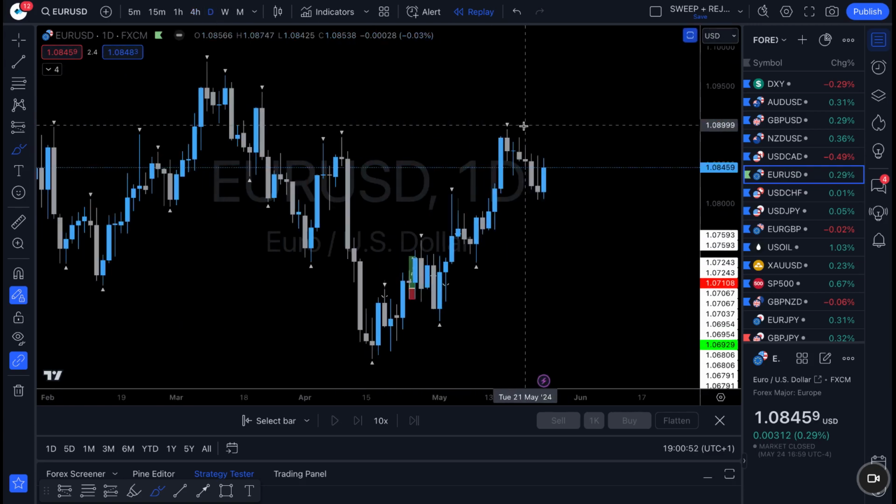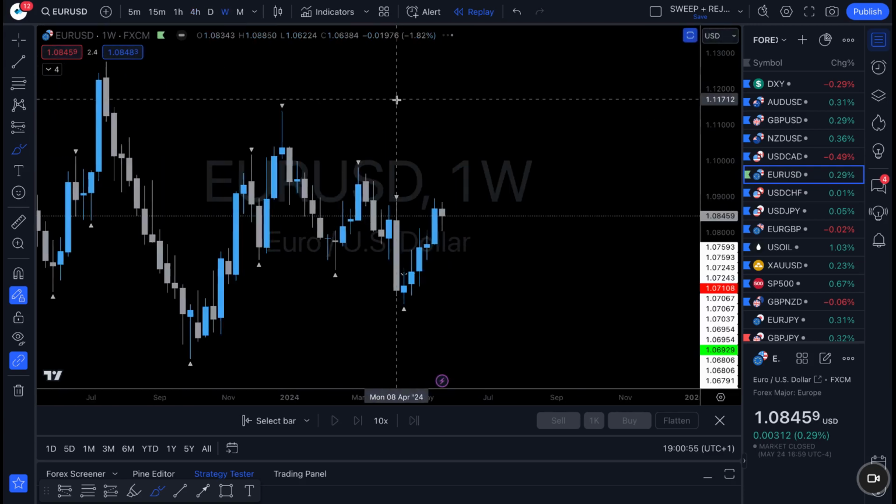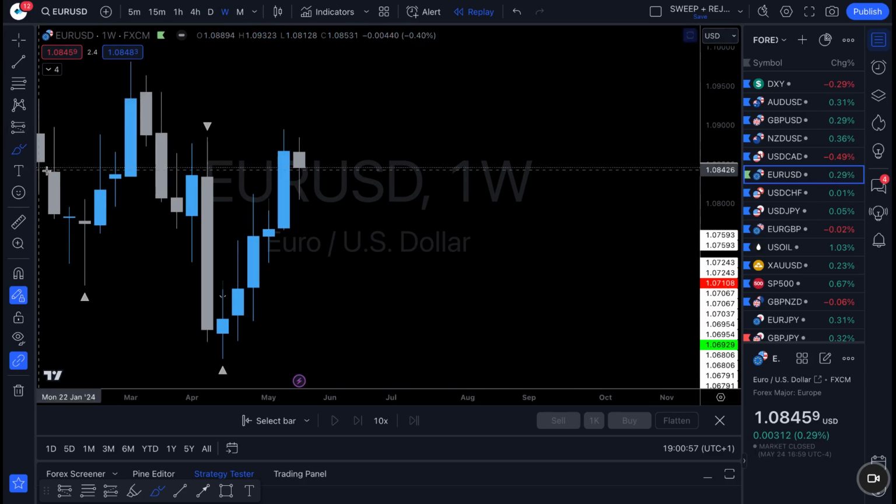Let's look at Euro Dollar. What we had, so this is our most recent fractal high here. Let's mark that on.